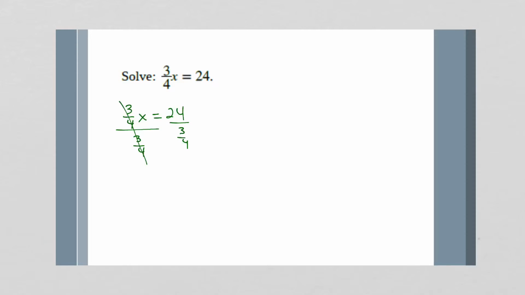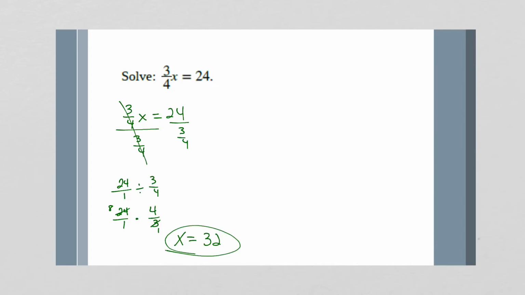But off to the side, I'm going to do some math. So I've got 24 over 1 divided by 3/4. Remember, keep, change, flip. So you've got to keep the first one, change your sign to multiplication, flip your second one. So now I can just multiply straight across. So I've got 8 times 4 is 32, so I've got that x is equal to 32.